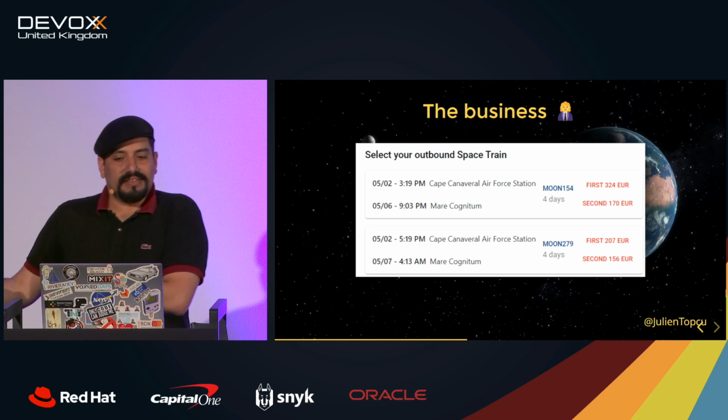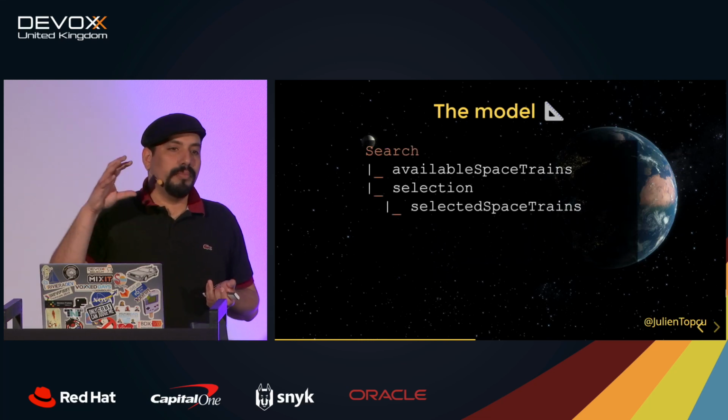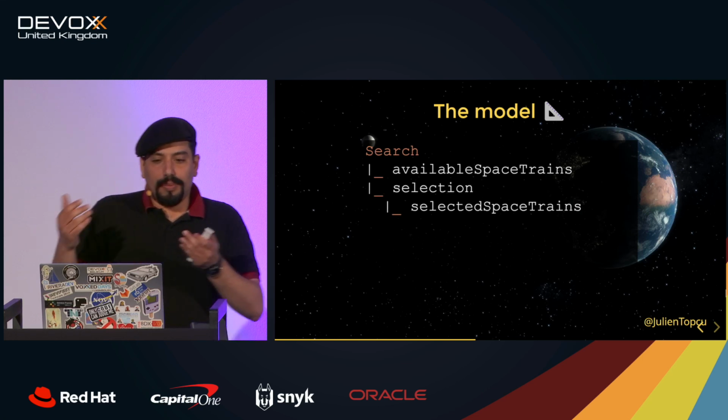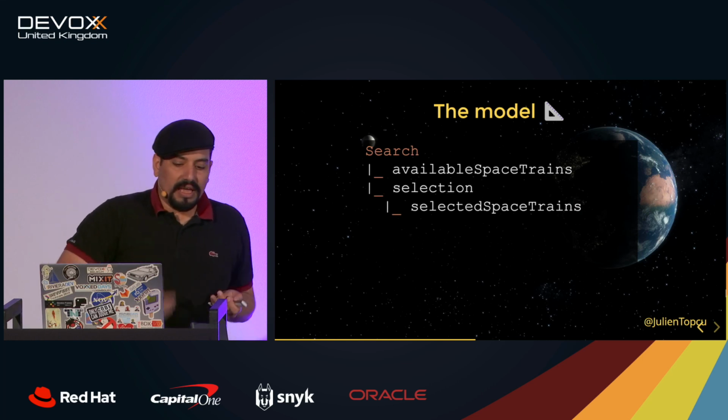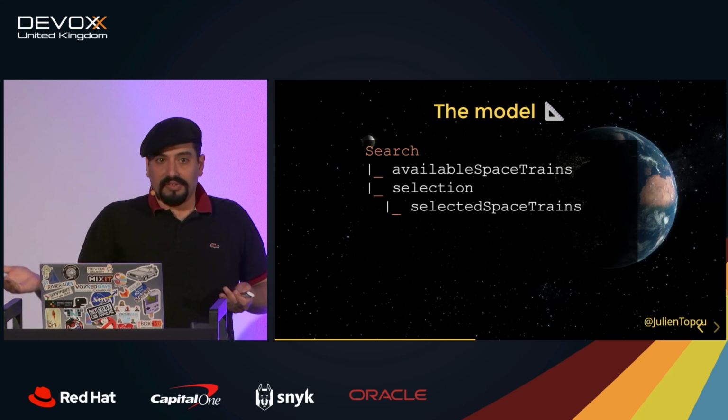But on the backend side, this is what we call the model, the modeling of the problem, how we will solve that. So on the backend, I have a search resource. Inside it, I have a list of space trains that can be outbound or inbound space trains.